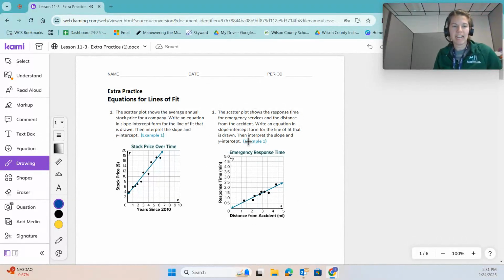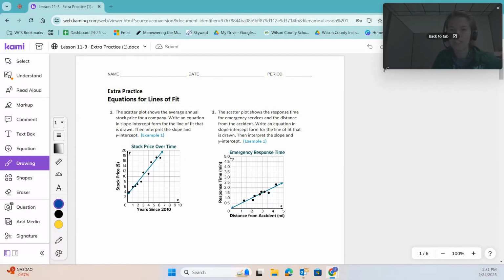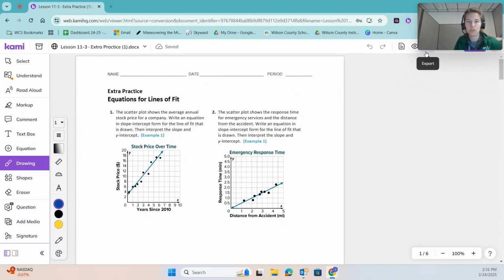Today we are writing equations for lines of best fit. Since these are linear equations, we are going to use the formula y equals mx plus b, which is our slope-intercept form, where m is our slope and b is our y-intercept. On these graphs, we are going to find where the line crosses the y-axis.